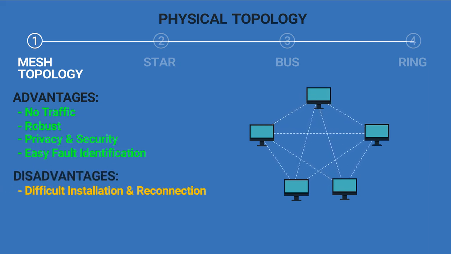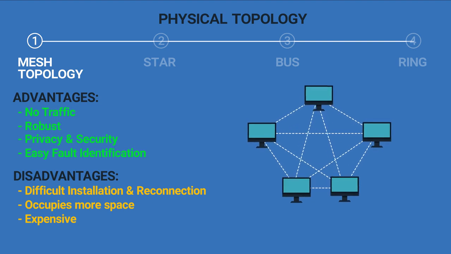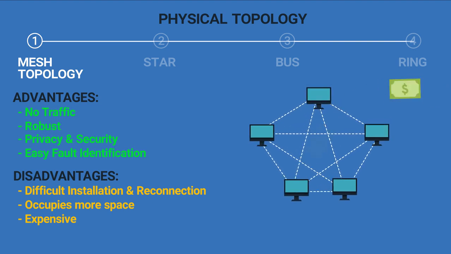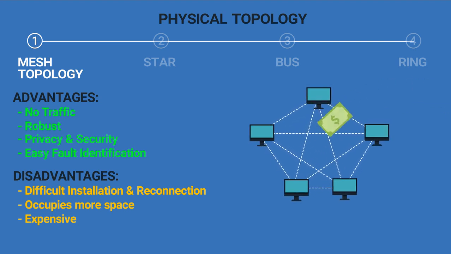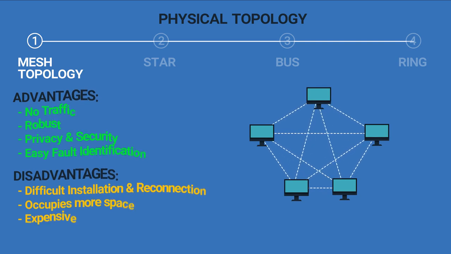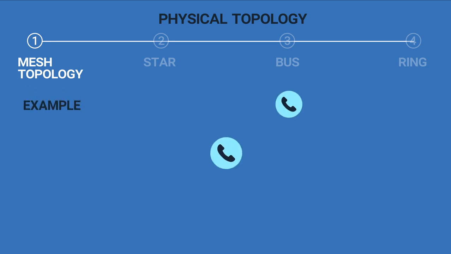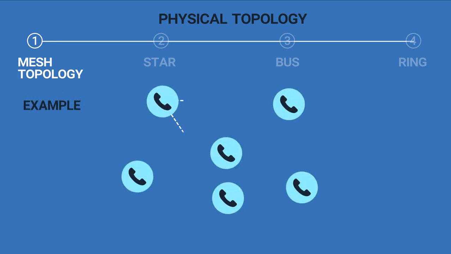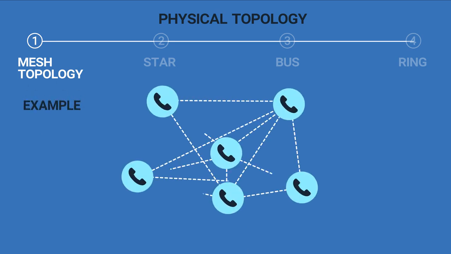Disadvantages: installation and reconnection are difficult because all devices must be connected to one another. The bulk of the wiring occupies the available space. The hardware required to connect each link, or I/O ports and cable, can be expensive. One of the practical examples of a mesh topology is the connection of regional telephone offices, in which each regional office needs to be connected to every other regional office.